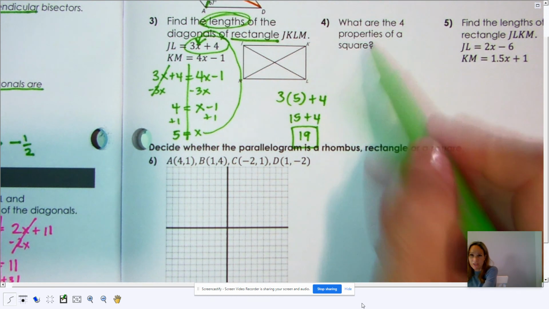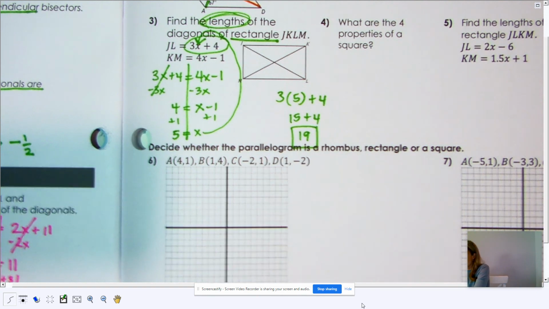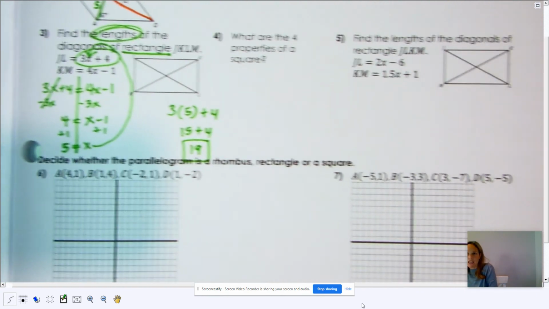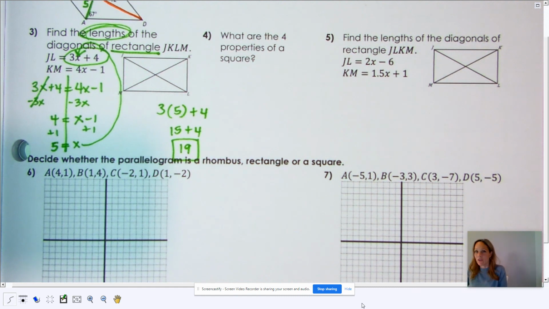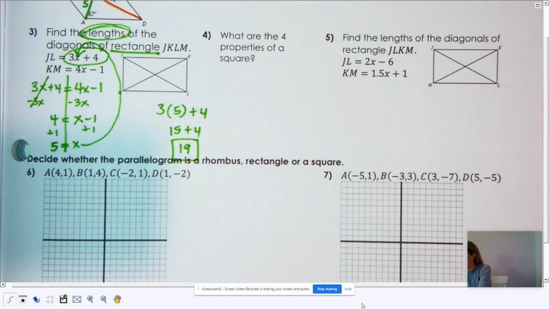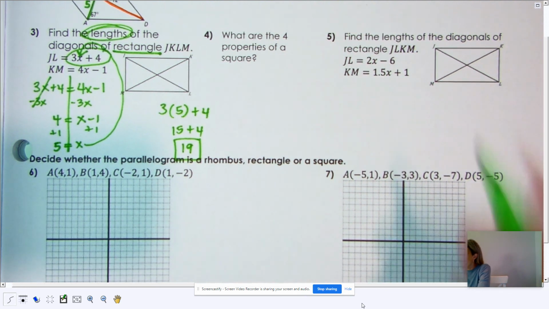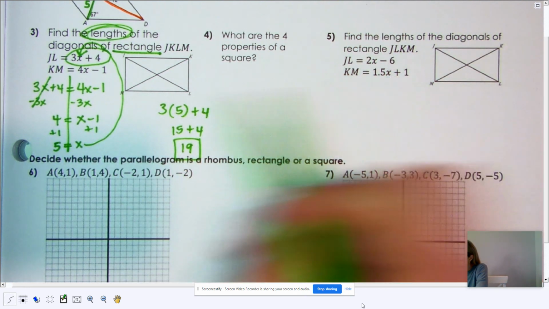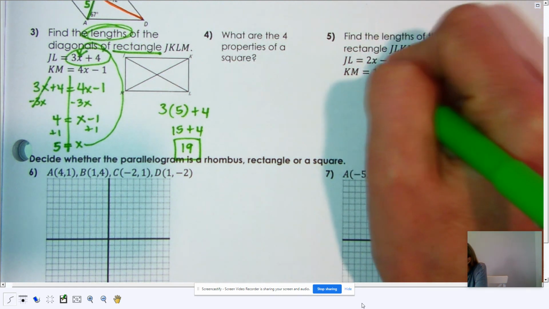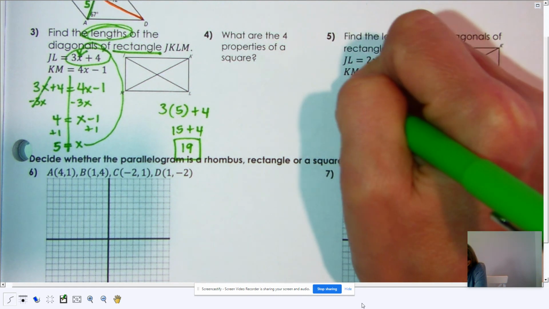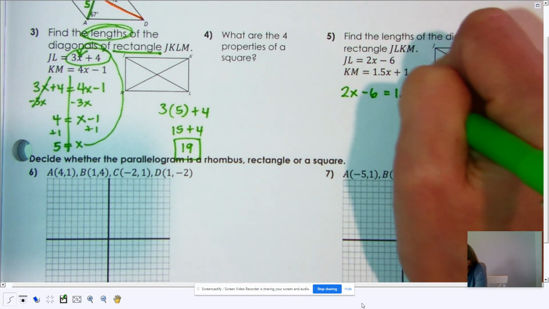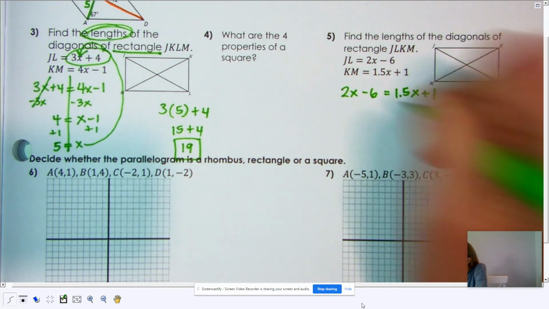Number 4, look in your notes. Question number 5 says find the lengths of the diagonals of the rectangle. For this one, same type of problem as number 3. So I'm going to let you guys do this one on your own. You would start it exactly the same way. I'll help you with the first step just because we have that decimal there. So we have 2x minus 6 equals 1.5x plus 1.